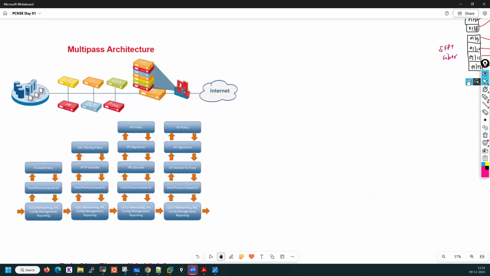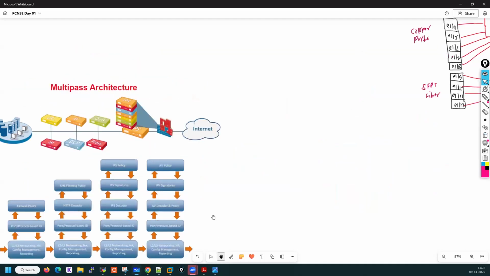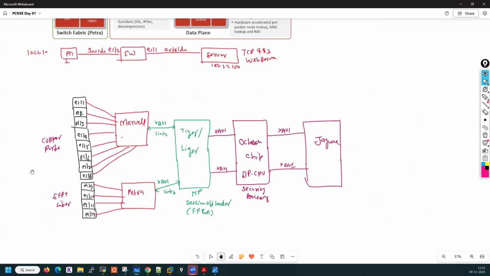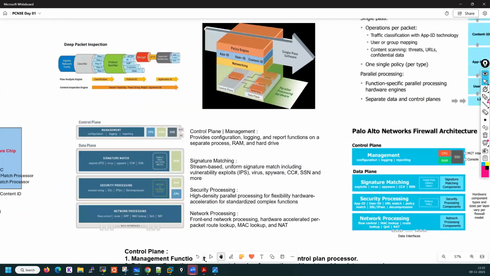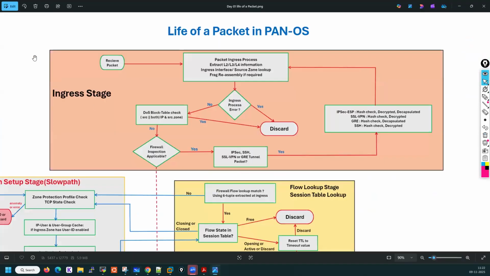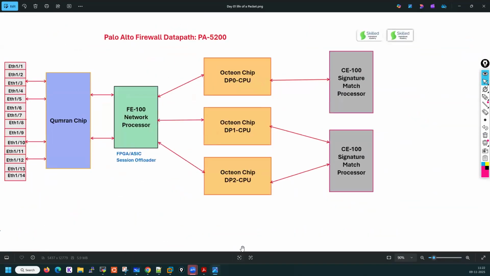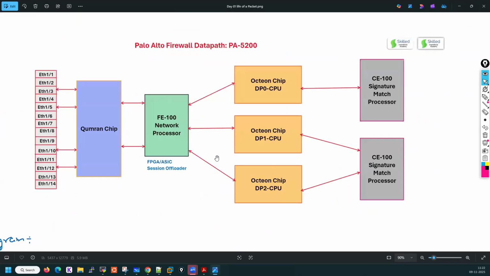But if you talk about the high-end boxes like the 5200 series, 5400 series, 7000 series, and 7500 series, they have this type of architecture, and your actual parallel processing is applied on those boxes only. On those high-end boxes, the actual parallel processing applies.